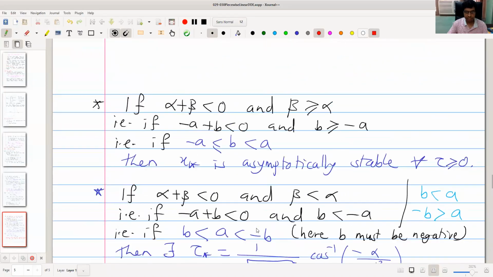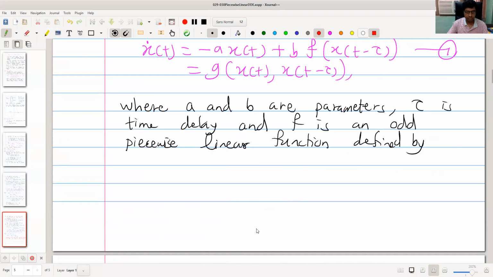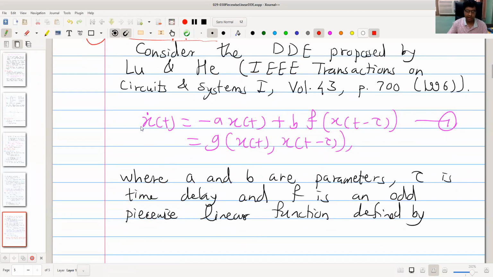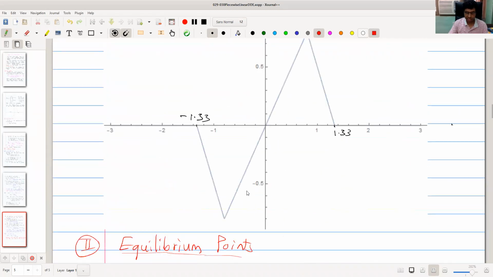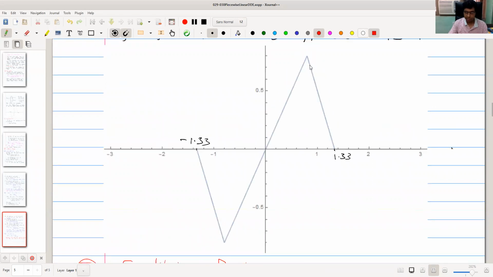Dear students, we continue our discussion on piecewise linear delay differential equations. Last time we discussed this model: x dot of t equals minus x of t plus b into f of x of t minus tau. Here a and b are constant parameters and function f is like this. It is a piecewise linear function.